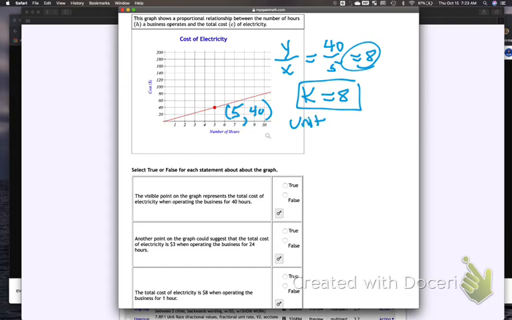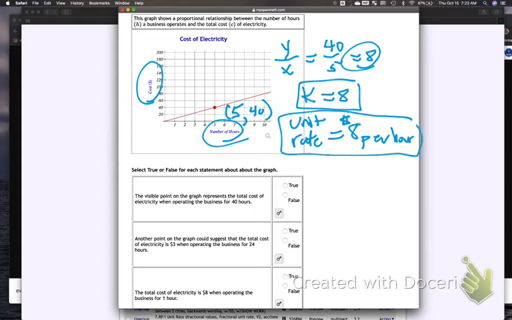We know that the unit rate is 8 something per something. So now we look at the y-axis. So this is $8 per hour. So there is our unit rate. So now that we have that information, we can start answering the question.